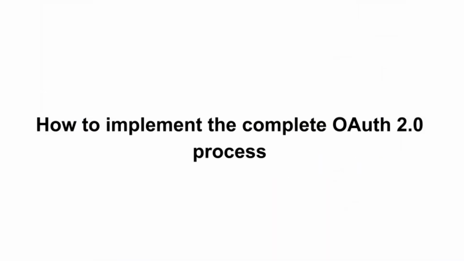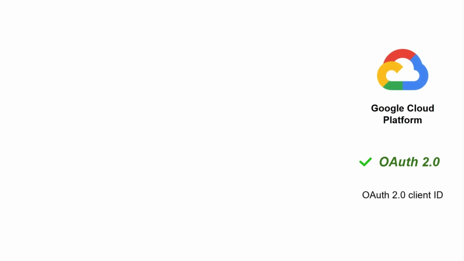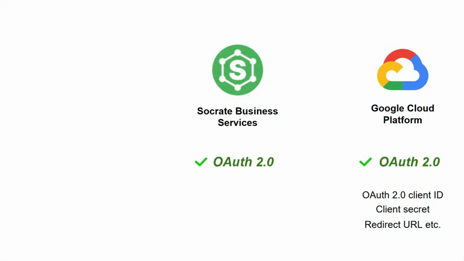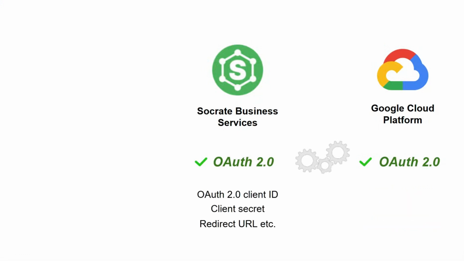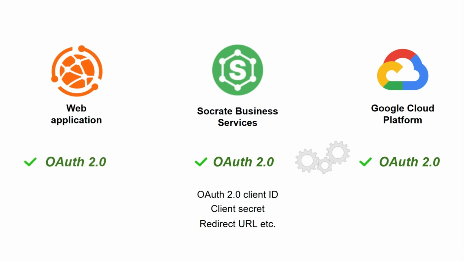This tutorial will show you how to implement the complete OAuth 2.0 process, which broadly consists of the following steps. First, you will create an OAuth 2.0 client on the Google Cloud Platform. As a result, you obtain a set of OAuth 2.0 secrets, such as OAuth 2.0 client ID, client secret, redirect URL, and others. Next, you will enter the OAuth 2.0 secrets obtained from Google into the SBS console. Next, you will implement the actual OAuth 2.0 authorization process in your application using the language of your choice and the GraphQL API provided by SBS. The rest of this tutorial will guide you through the steps above.